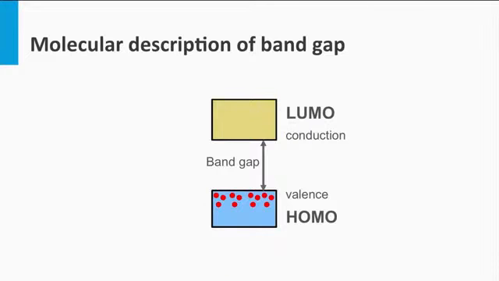Physicists, in general, use the terms valence band, conduction band, and band gap. Chemists might use different terms for the same concepts. They might use the expression highest occupied molecular orbital, the HOMO, as the valence band, and the lowest unoccupied molecular orbital, the LUMO, as the conduction band. The HOMO-LUMO gap would be the band gap.